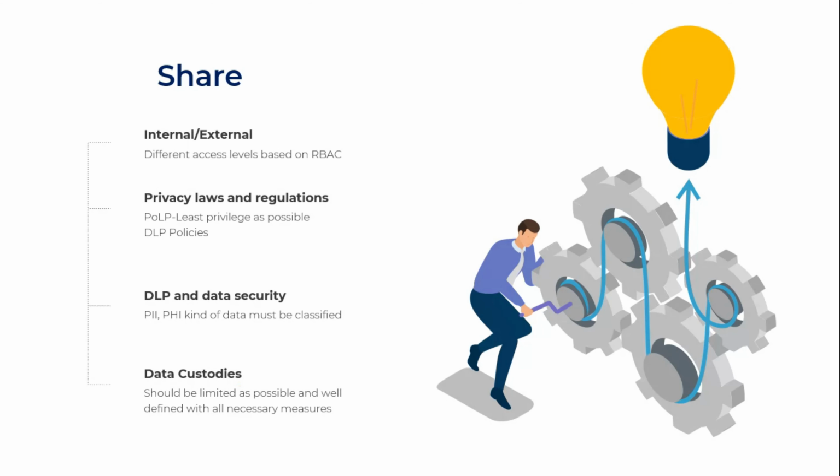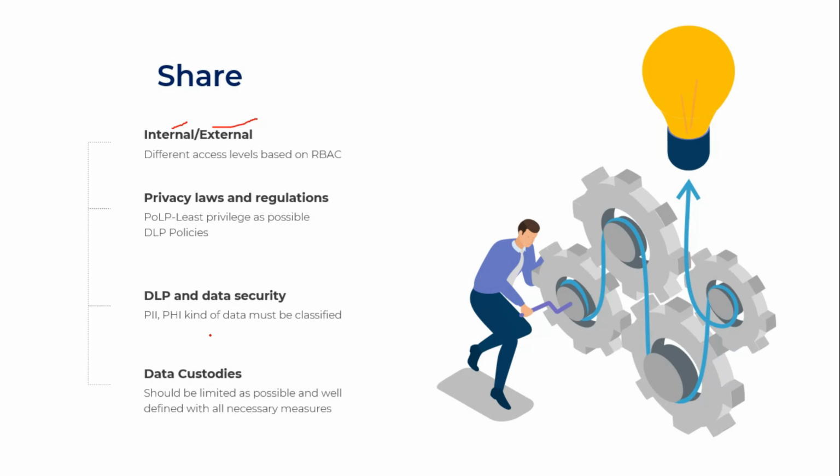Again, when we talk about data sharing, it is very similar to what we discussed previously, the role based access control. Whether the data has to be shared with internal organization users or external organization users, different role based access control can be defined for different kinds or categories of users. And there are also privacy laws and regulations, and as we mentioned in the previous slide, it is the same, least privilege as possible.